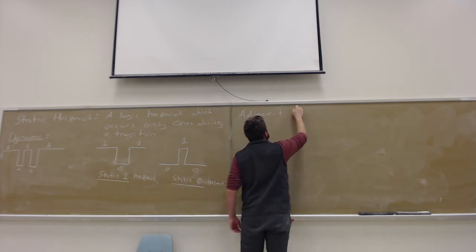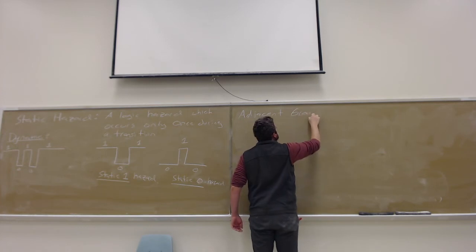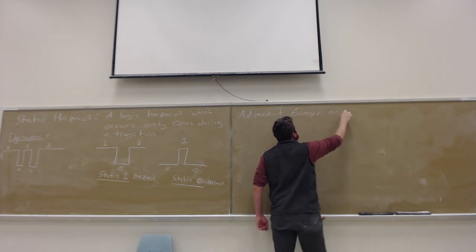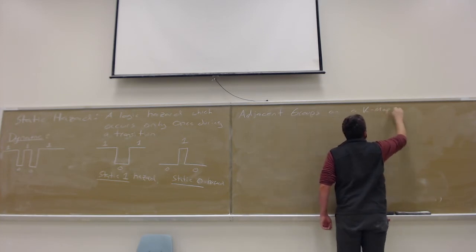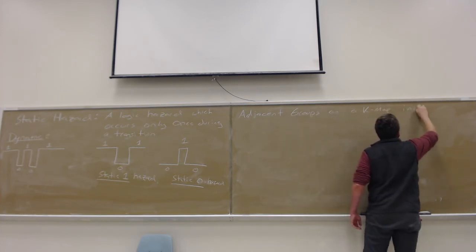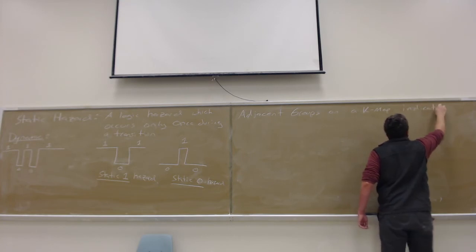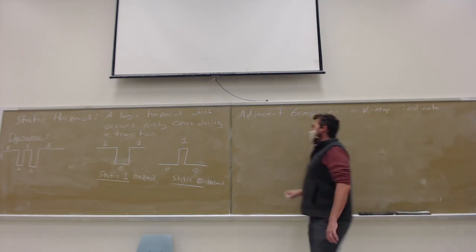So adjacent groups on a K-map indicate the presence of a logic hazard.